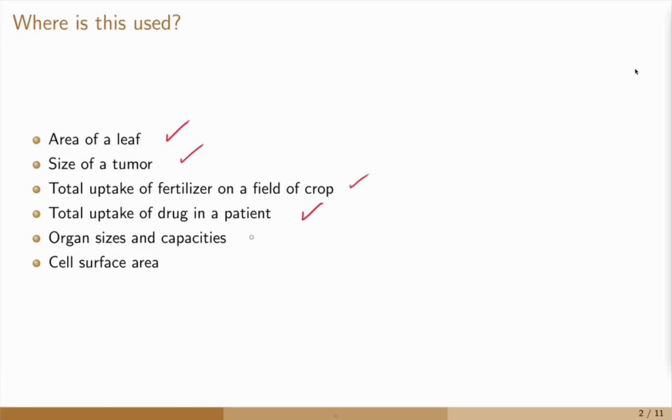You could be interested in organ sizes or capacities, for example, the capacity of the lung. Or on a micro scale, you're certainly interested in cell surface areas, because the cell surface area is proportional to the reactivity of a cell or its sensitivity to signaling pathways, etc.